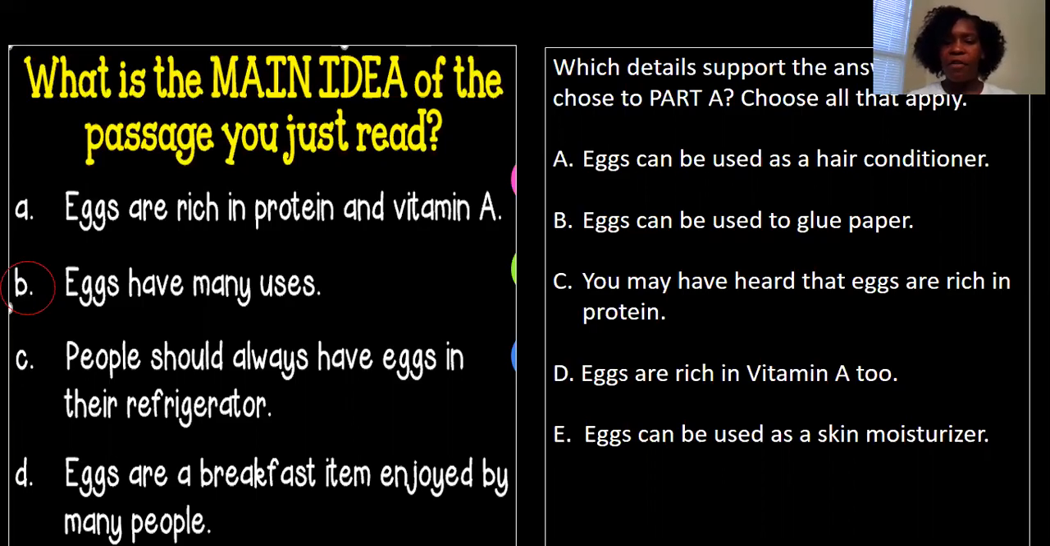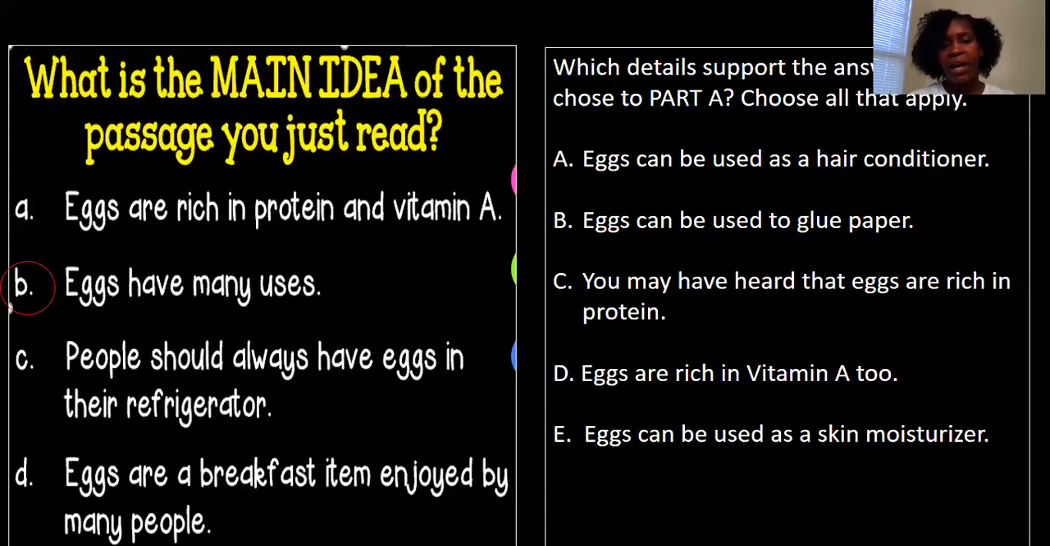C, you may have heard that eggs are rich in protein. Now, it did talk about that in the text, but nothing in here lets me know how eggs are being used. So I definitely can eliminate C as an answer choice. D, eggs are rich in vitamin A too. Now, that was mentioned in the text as well, but that does not support or explain or prove how eggs have many uses. So I'm going to eliminate D.